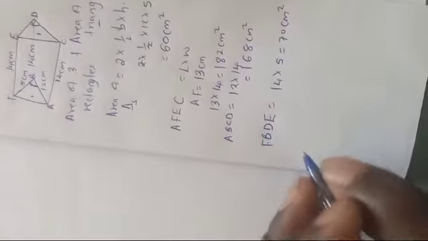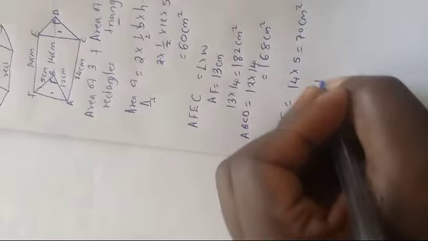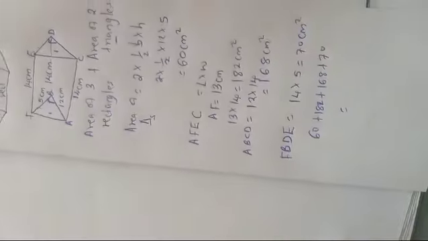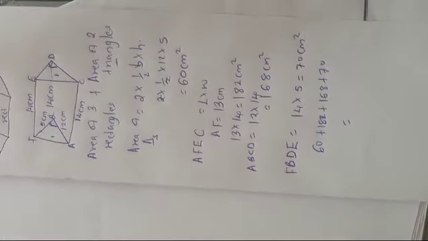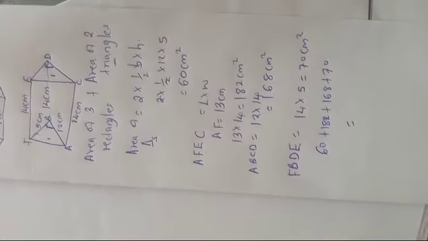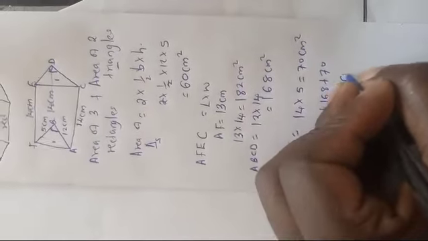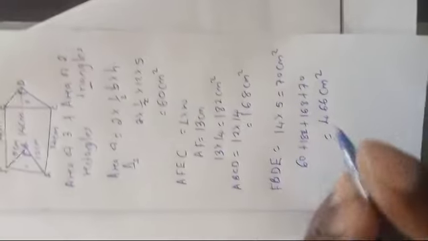Now the surface area will be the total of all these, which is 60 plus 182 plus 168 plus 70, which is going to give us 1466 centimeters squared, and that is the surface area of a prism.